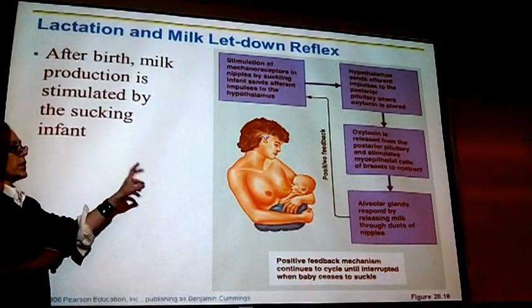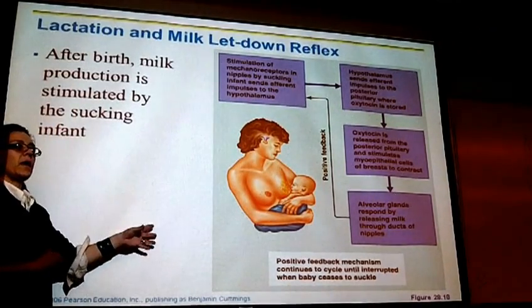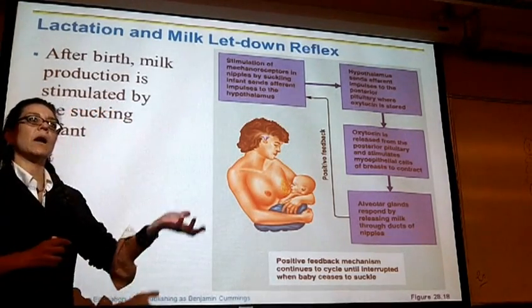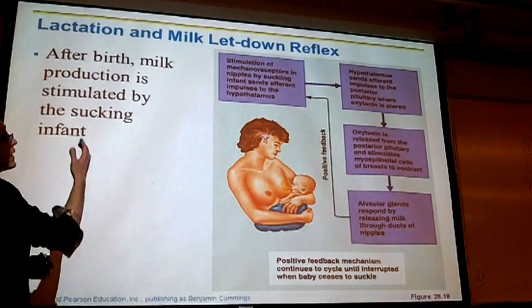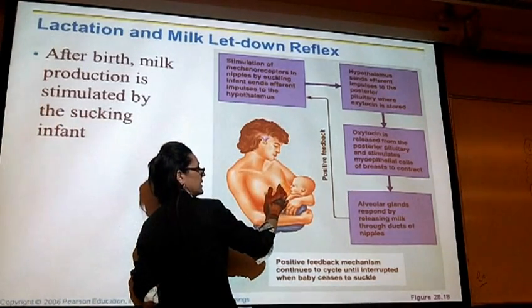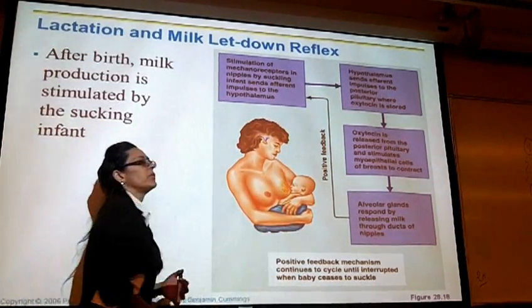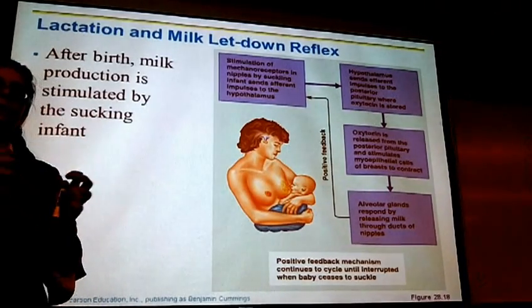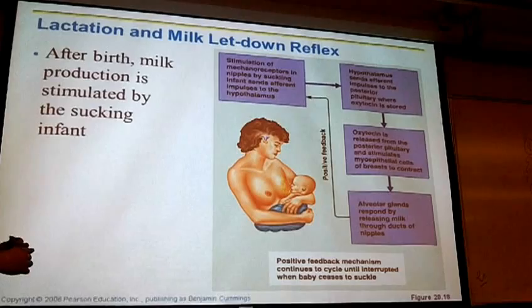But also, breastfeeding is a great way to help get the uterus back to its normal size because we're releasing oxytocin. And that oxytocin not only is going to stimulate the muscle cells here in the breast tissue, but it's going to stimulate the uterus as well and help the uterus to contract and get back to its normal size.